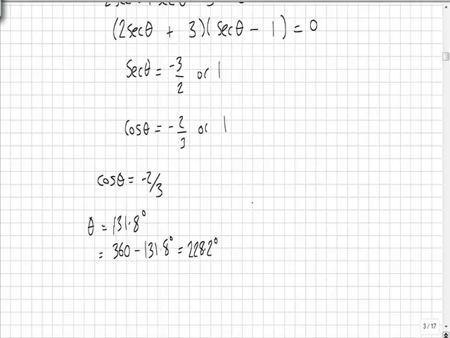228.2 degrees. Using cos theta is equal to 1, theta would therefore be equal to either 0 or 360 degrees.